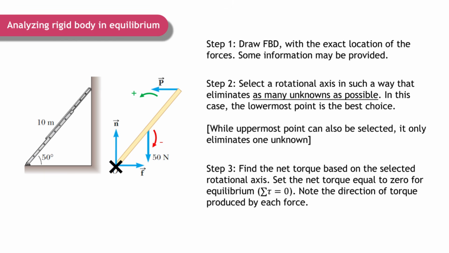When solving equilibrium problems, always follow these three steps. First, draw a free body diagram, showing all the forces and their points of application. Second, choose a rotational axis that eliminates as many unknown forces as possible. In this example, selecting the lowermost point is the most convenient choice. Finally, apply the equilibrium condition by setting the net torque equal to zero. Remember to assign the correct sign to each torque based on its direction of rotation. Once the torque equation is established, you can then use the force equilibrium equations to determine the remaining unknowns.